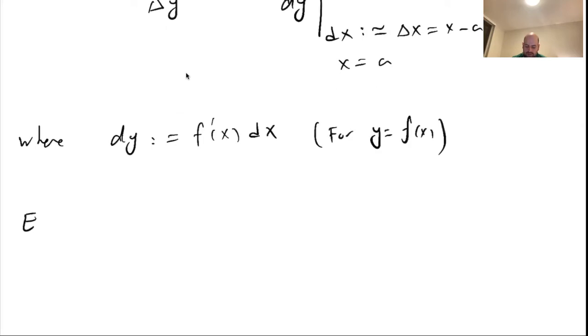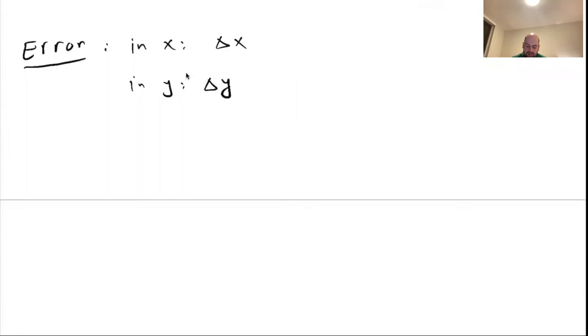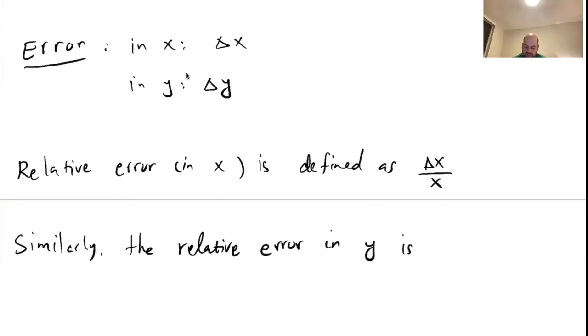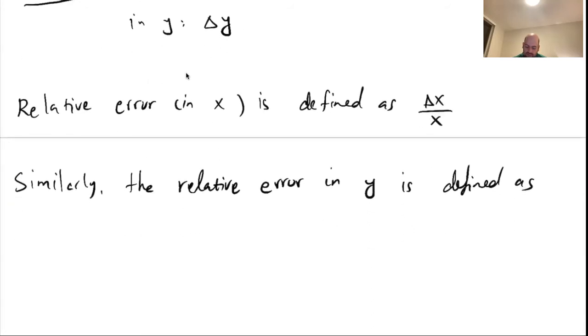We also saw error. By error in x, we mean delta x. In y, we mean delta y. Now, there is also a concept of relative error. The relative error in x is defined as delta x over x, and similarly the relative error in y is defined as delta y over y. So this is the concept of relative error.